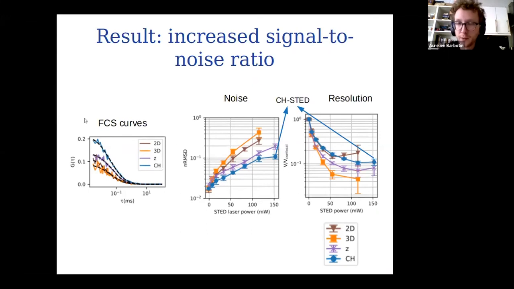But FCS being a quantitative method, we can also fit these curves to extract quantitative parameters. We estimate noise from the fitting residuals, and you can see on this curve that CHSTED exhibits much lower fitting residuals than its counterparts. So indeed, it does have less noise. The resolution can be accessed by indirectly measuring the transit times and then the observation volume. CHSTED does decrease the observation volume quite a lot with STED laser power, not as much as other modes though, so there is a bit of a trade-off.